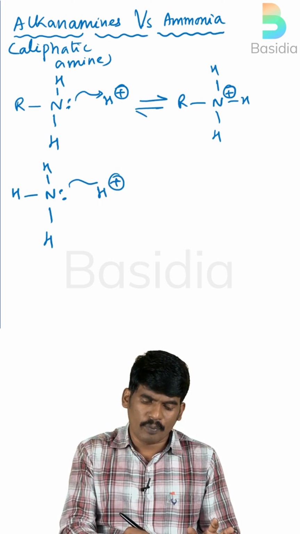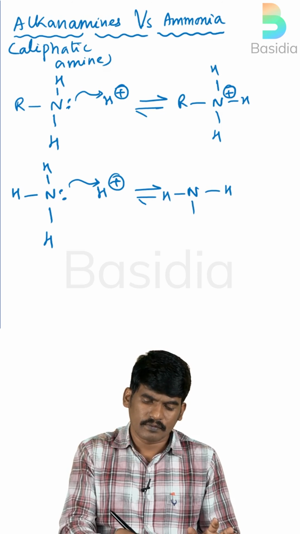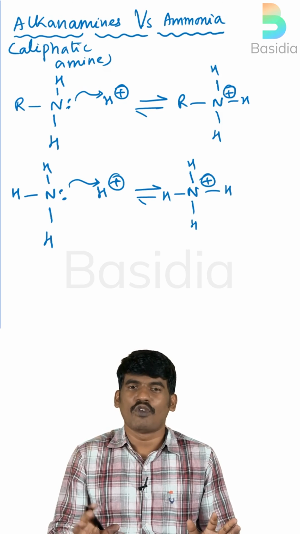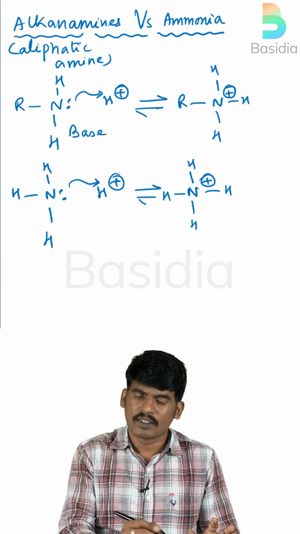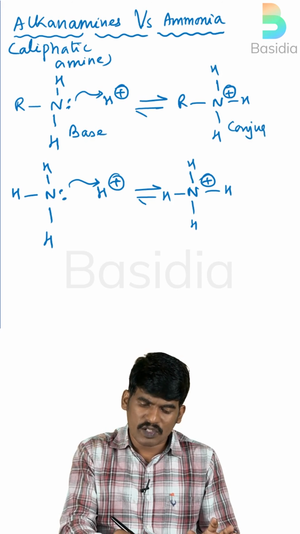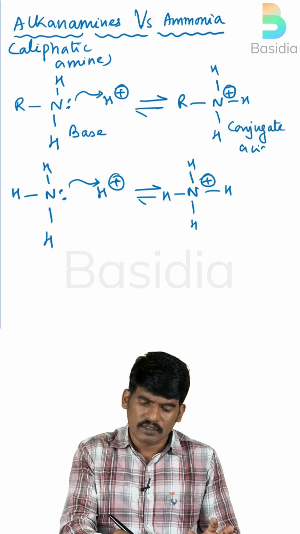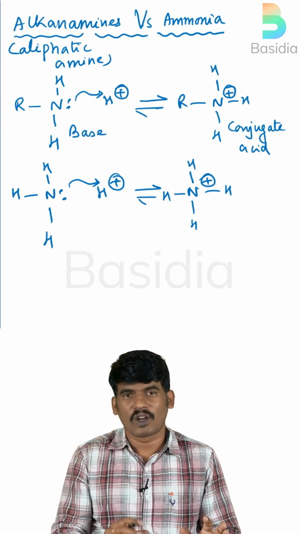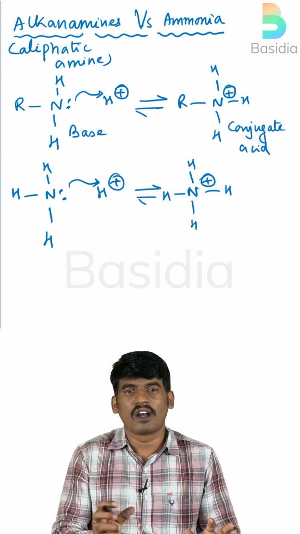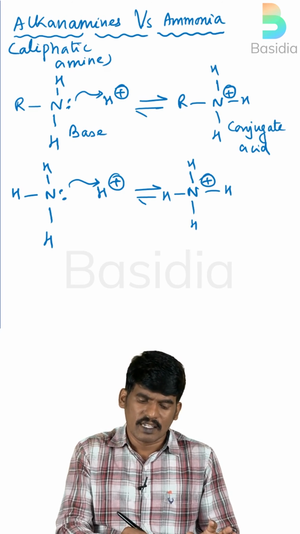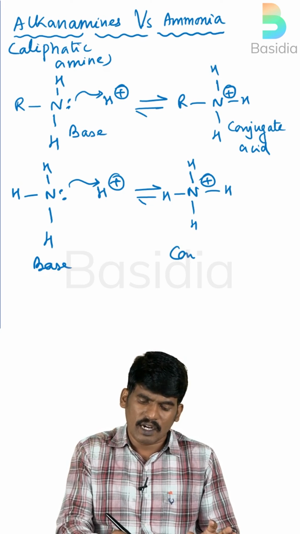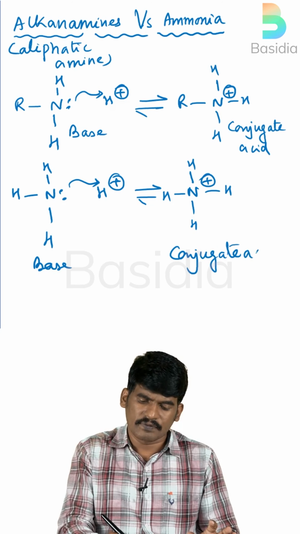it gives its lone pair of electrons to H plus. It forms NH4 plus. Observe it. Suppose this is a base and this is the conjugate acid. We have learnt in class 11 the conjugate acid-base theory, or Bronsted-Lowry acid-base theory. If this is a base, it is a conjugate acid. Similarly, if this is a base, this is its conjugate acid.